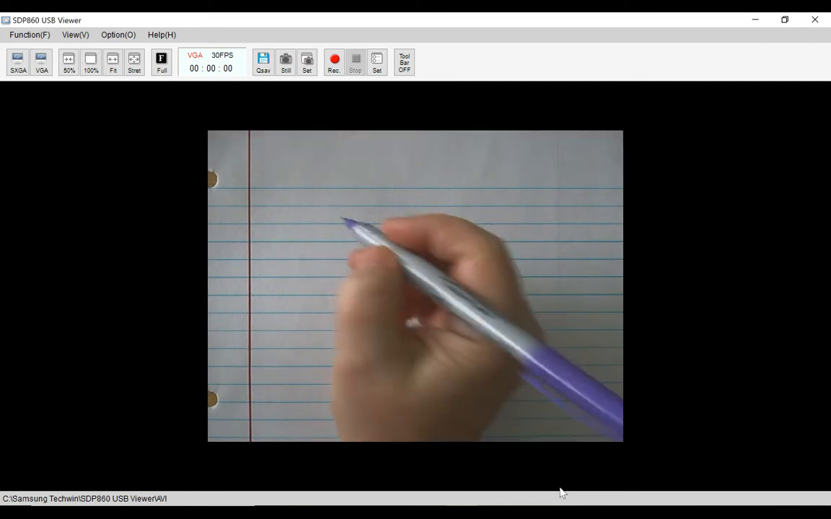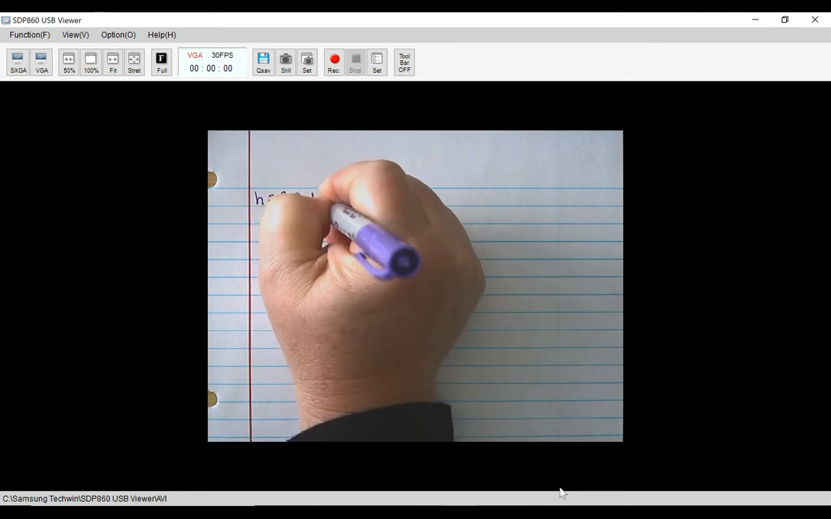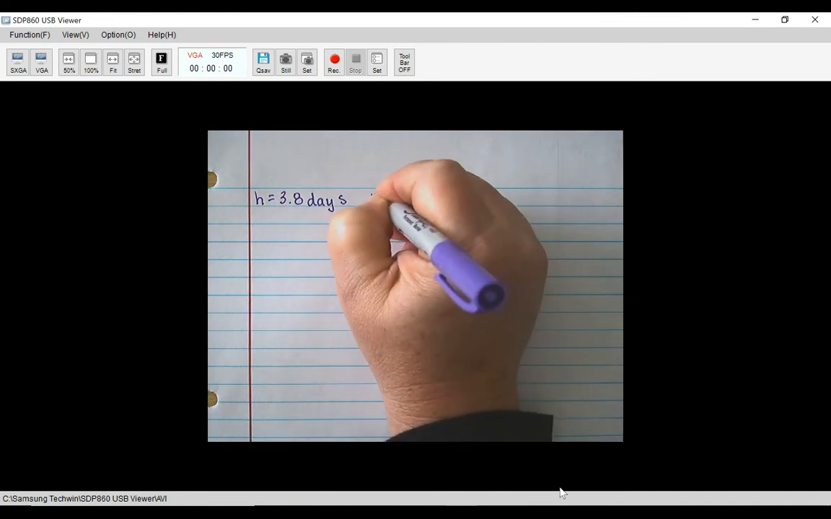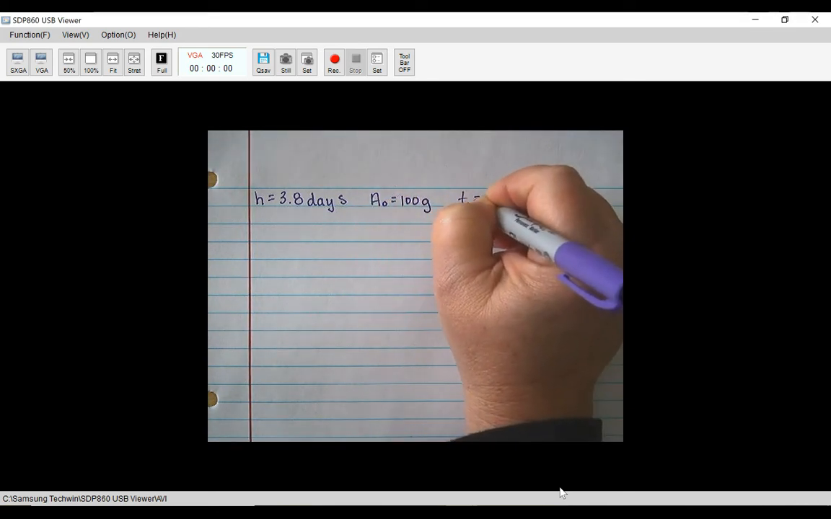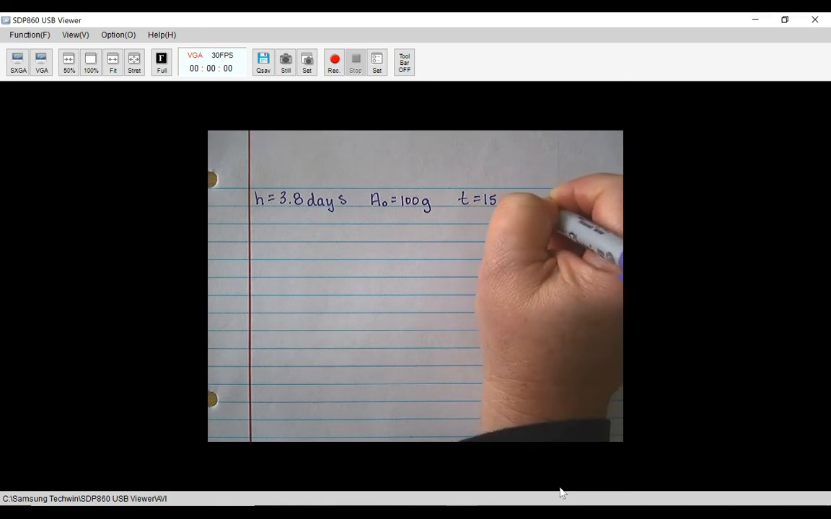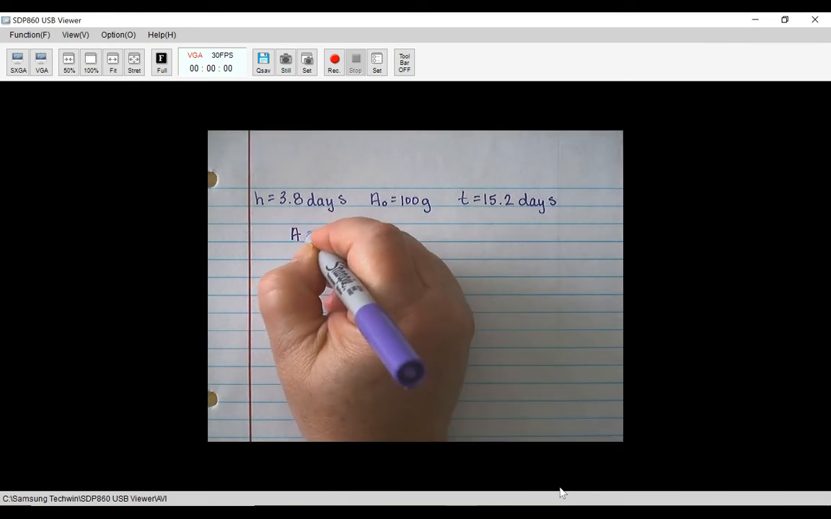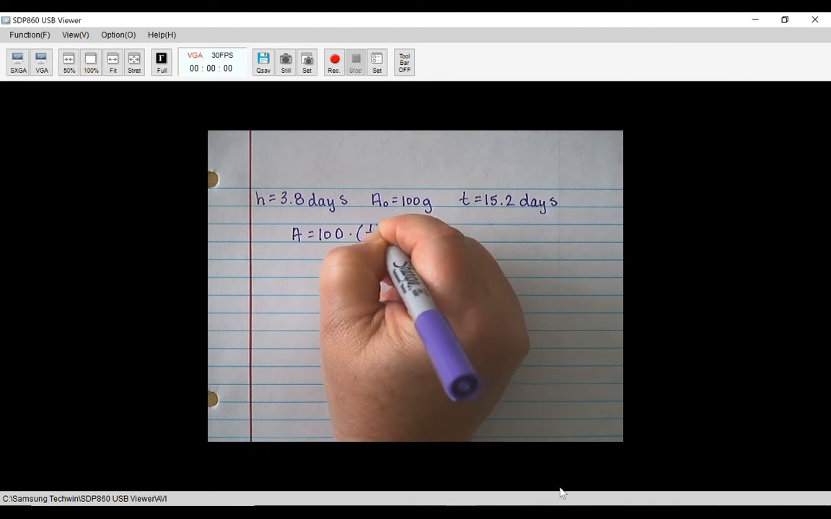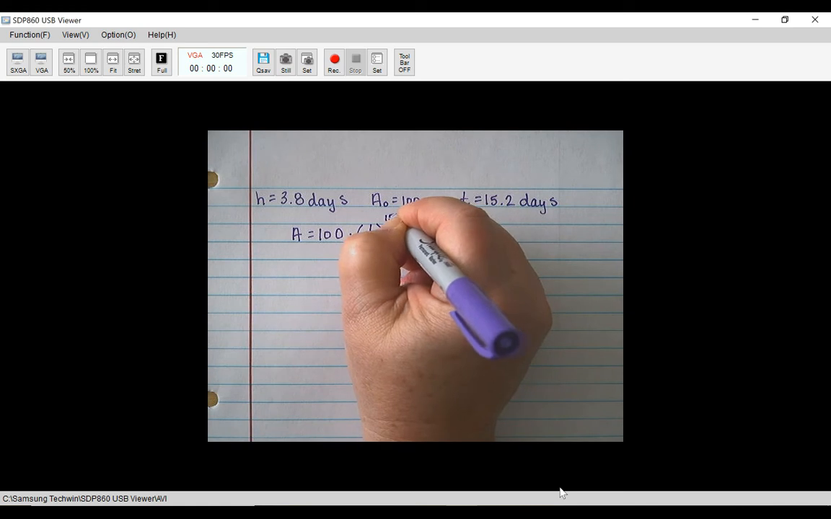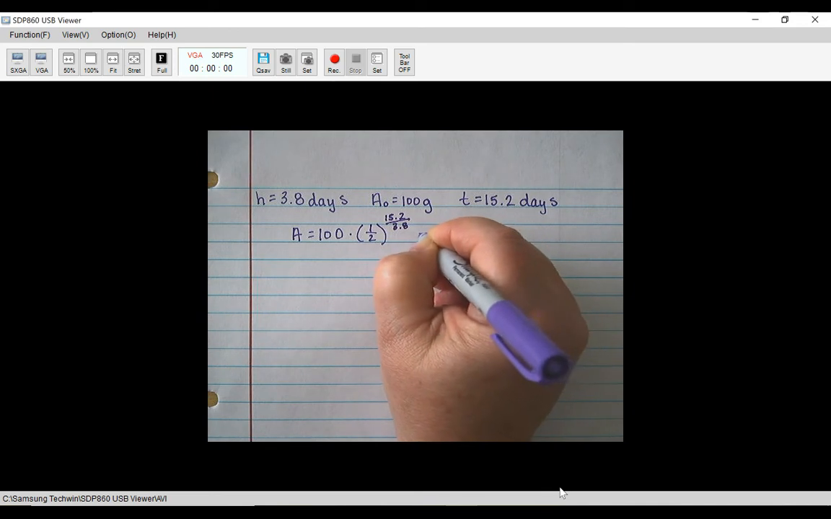All right, so here's what we have discussed so far for number 4. The half-life is 3.8 days. The original amount was 100 grams. And we want to know what happens after 15.2 days. If we substitute these into the formula, the amount is going to be the original amount, which is 100, times 1/2 to the power of time, 15.2, divided by half-life, 3.8.